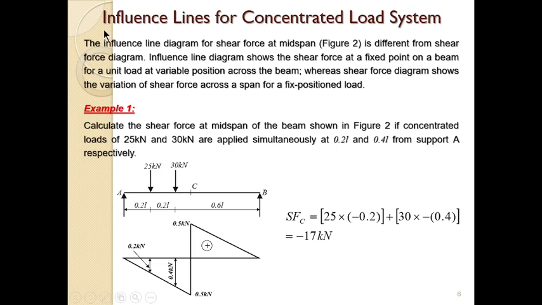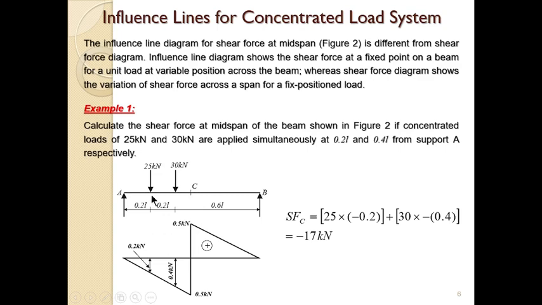So go back to example 1. Example 1 says calculate the shear force at midspan of the beam shown in figure 2 if concentrated loads of 25 kN and 30 kN are applied simultaneously at 0.2 L and 0.4 L from support A respectively. So this is the load. We have 25 kN applied here at a distance of 0.2 L. We have a 30 kN load applied here at a distance of 0.4 L. This is the influence line diagram that we have plotted.